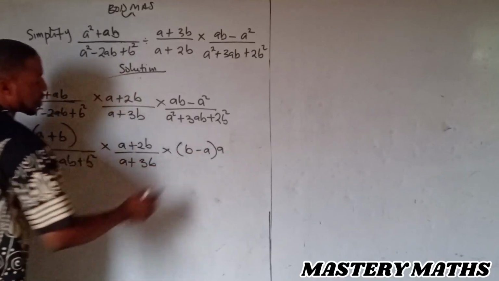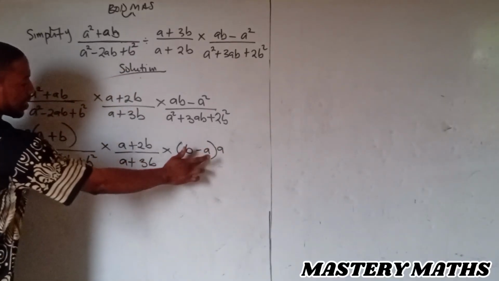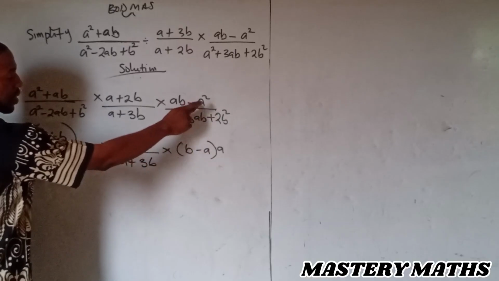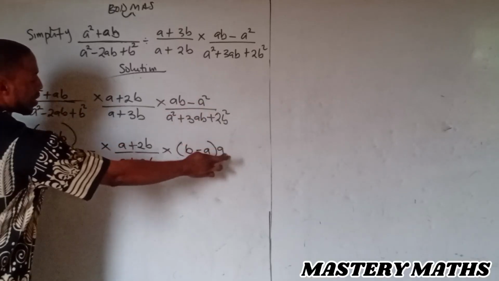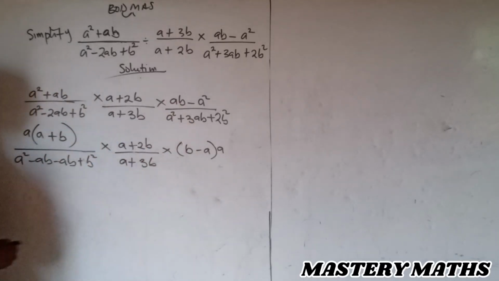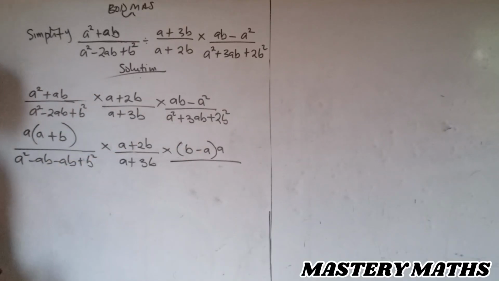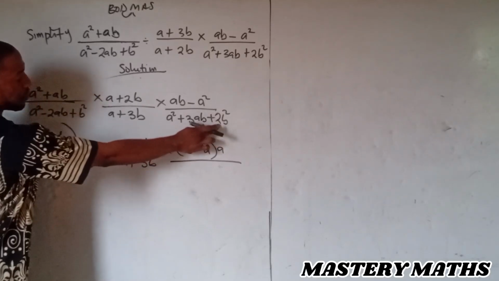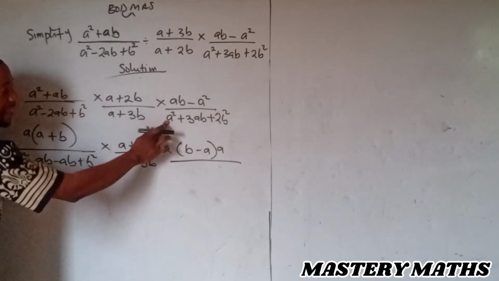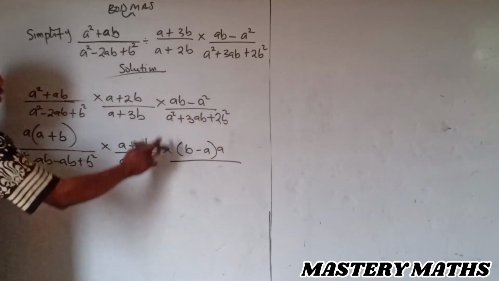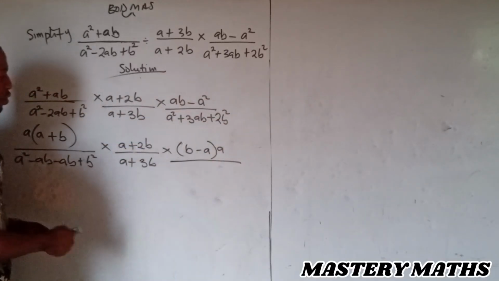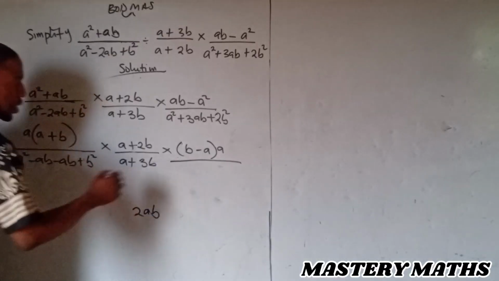You have your A outside, because A times A is your A square. The sign is there. A times B is AB. Then you write your over. The same thing we did here, that is what you do here. Now, the last one here, see it now. You say your A times 2B. Your A times 2B will give us 2AB.